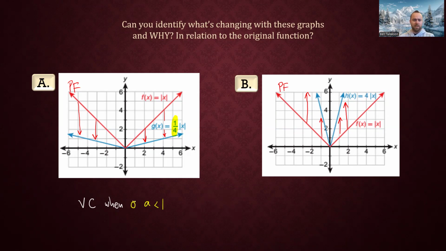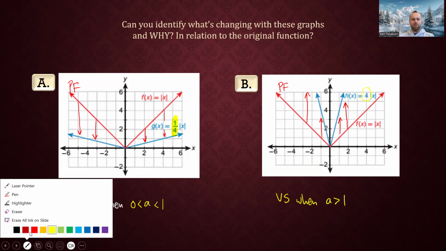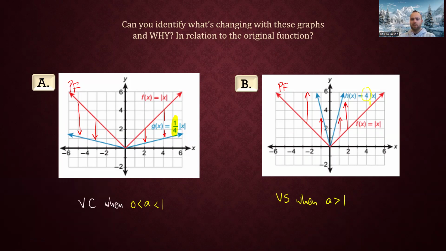So what we need to say is specifically when a is between 0 and 1, so it's a fraction or a decimal that's smaller than 1, that's when that vertical compression happens. And then on the right, we see a vertical stretch when what? Well, we see a here, right? When a is greater than 1. Those are our vertical stretches and compressions. Okay, notice 1/4 on the left, 4 here.